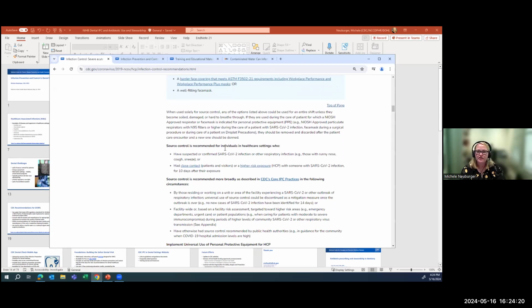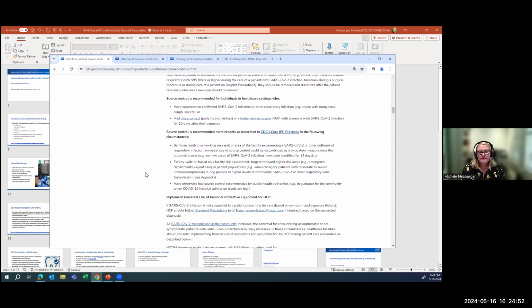Source control is recommended for individuals in healthcare settings who have suspected or confirmed SARS-CoV-2 or a respiratory infection, or have had a high-risk exposure or close contact. So right now, this is basically in line with respiratory hygiene and cough etiquette practices. If you have a respiratory disease and you're in a healthcare setting, or if you've had a high-risk exposure, that's when you should be wearing a mask for source control in a healthcare setting.